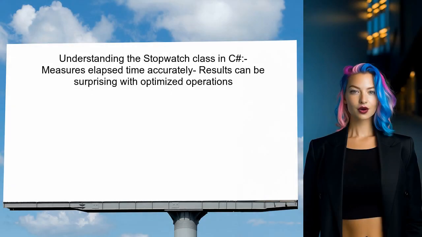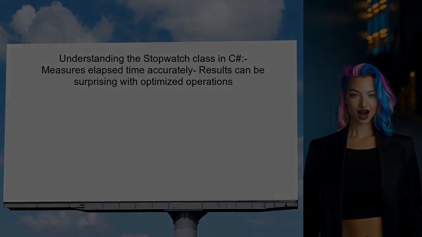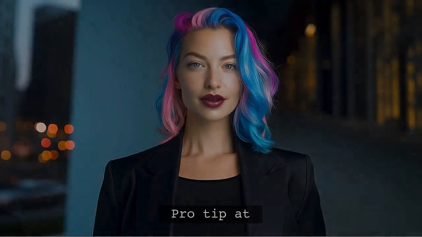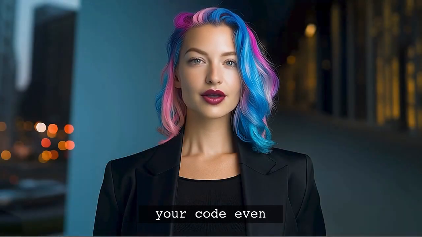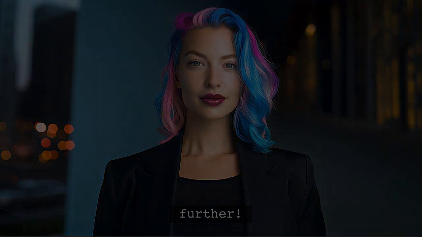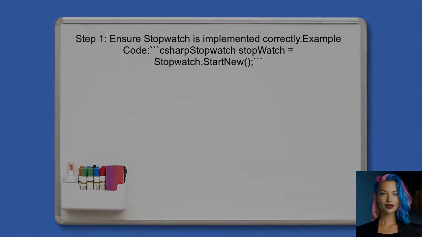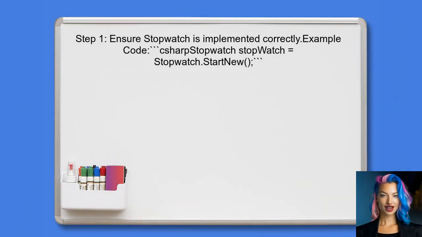To understand this better, let's break down how the Stopwatch class works in C#. It measures elapsed time accurately, but sometimes the results can be surprising, especially with operations that are optimized for speed. And stick around. At the end of this video, I'll share a pro tip that can help you optimize your code even further.